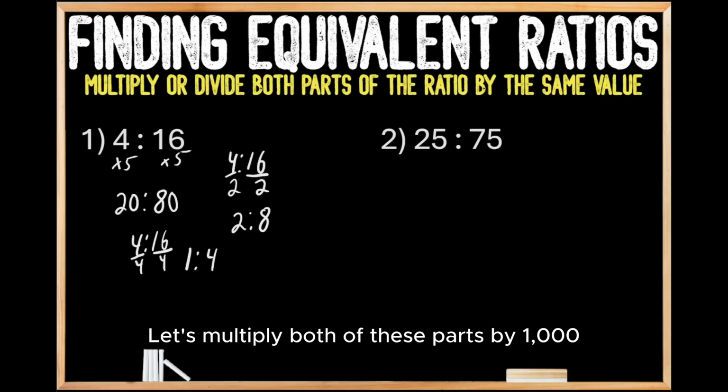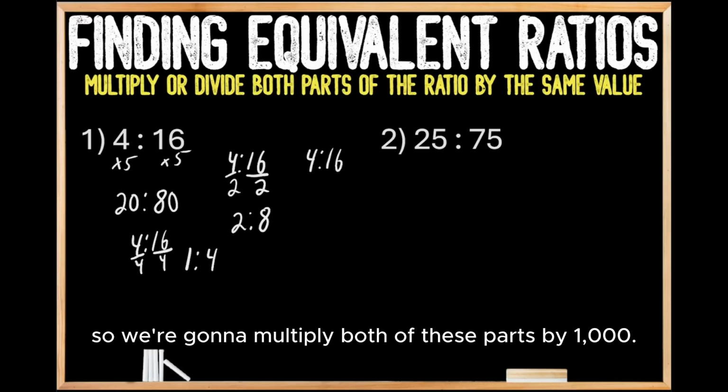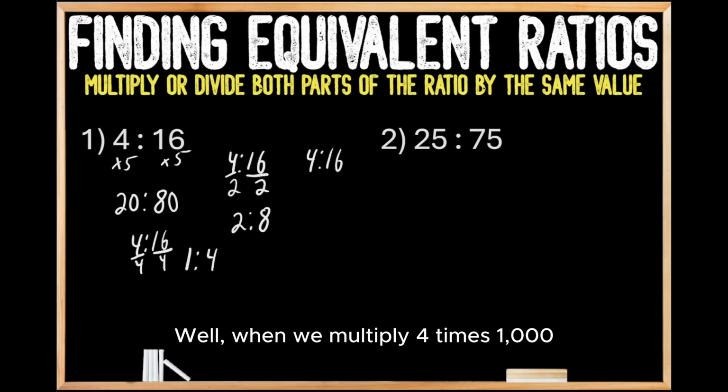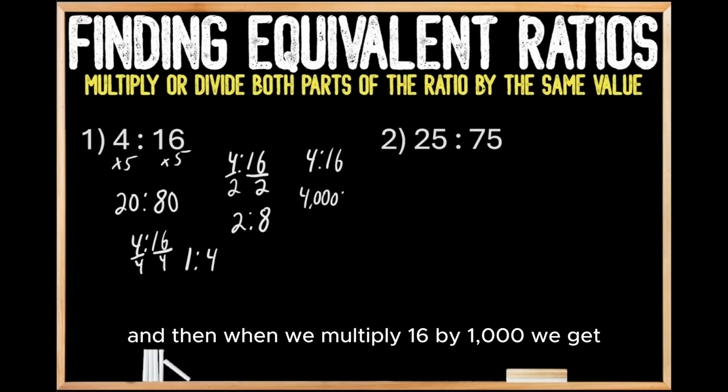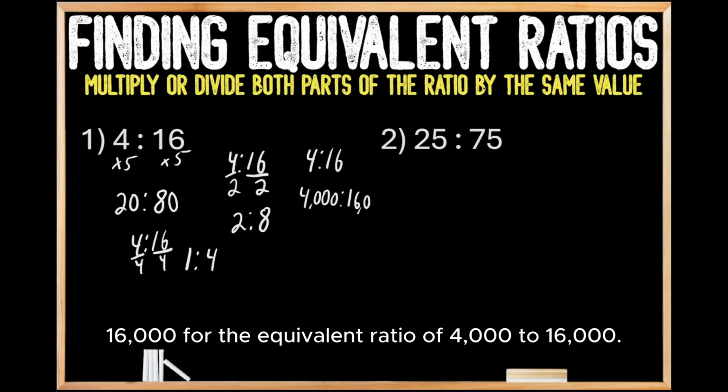We could also multiply this by really large values. Let's multiply both of these parts by 1,000. Well, when we multiply 4 times 1,000, we get 4,000. And then when we multiply 16 by 1,000, we get 16,000 for the equivalent ratio of 4,000 to 16,000.